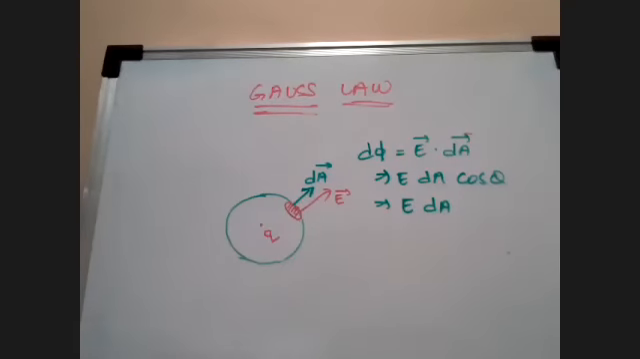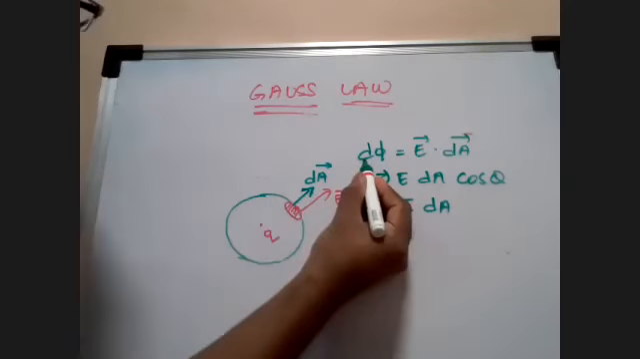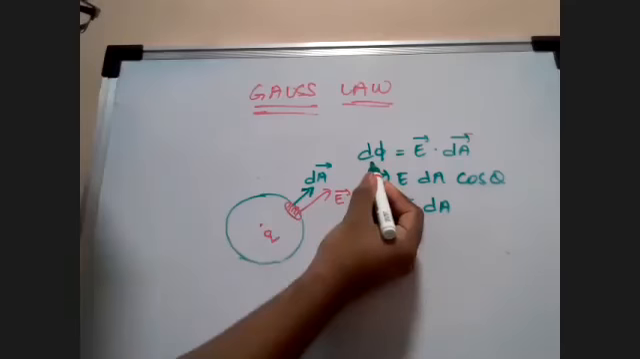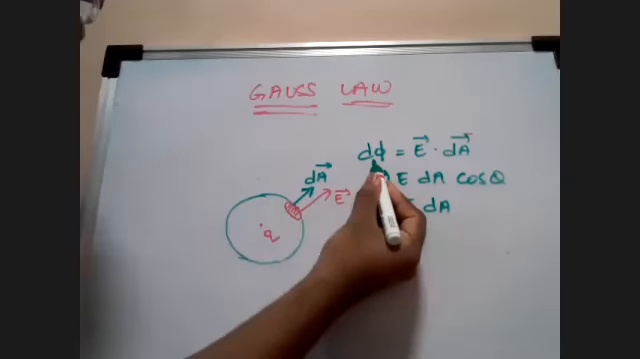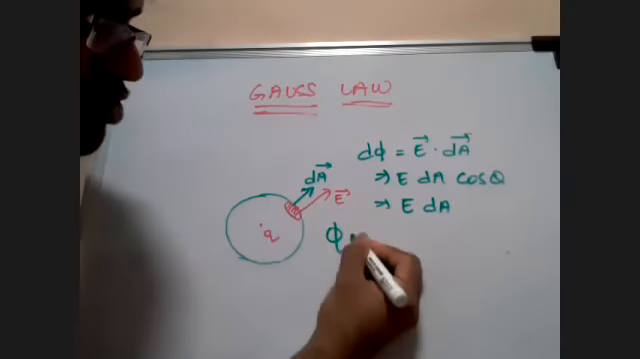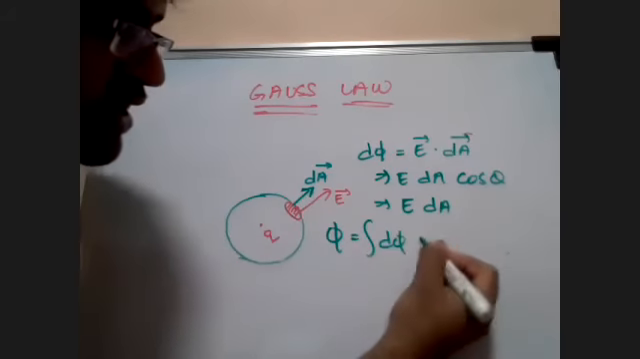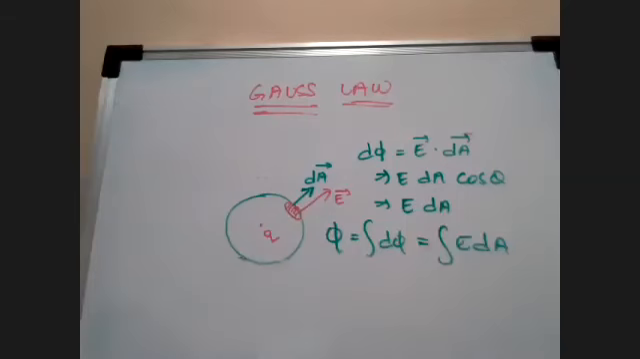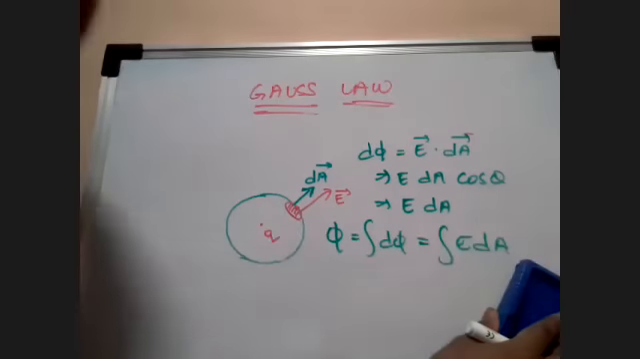So I can write that, see, this is d phi. d phi is giving me what? EdA. And so total flux will be what? Total flux, that is phi, is going to be integration of d phi, which I can write as integration of EdA. And this integration of EdA is going to be equal to what according to Gauss law? Q by epsilon naught.